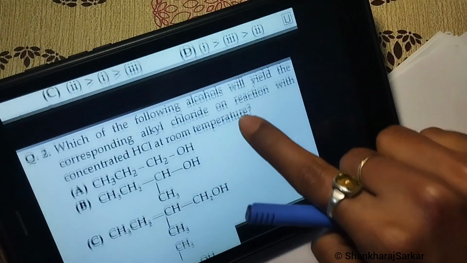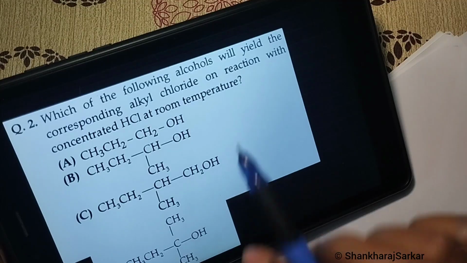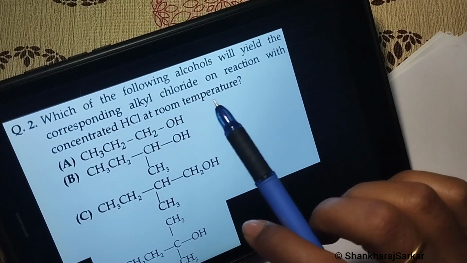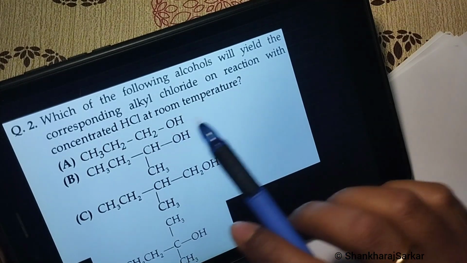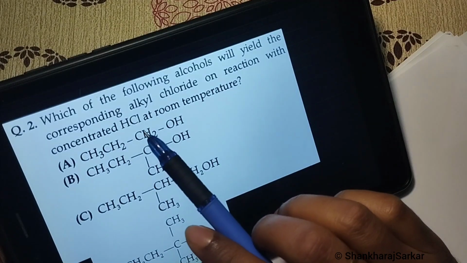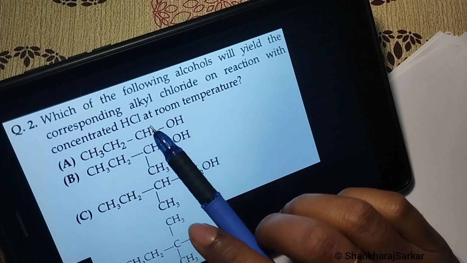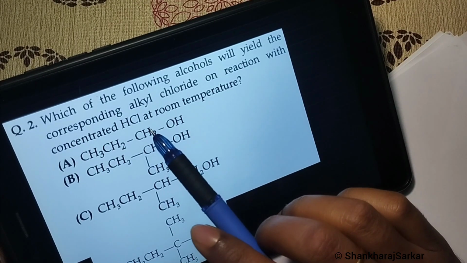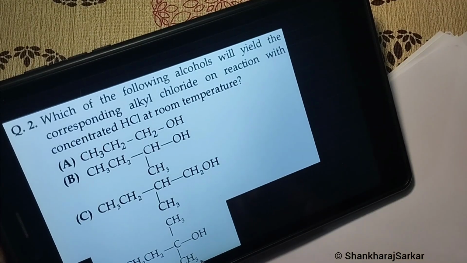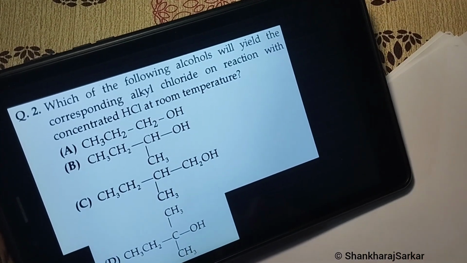Next, which of the following alcohols will yield the corresponding alkyl chloride on reaction with concentrated HCl at room temperature? Concentrated HCl at room temperature is basically the Lucas reagent, and we know that Lucas reagent reacts faster with 3 degree alcohol. So option D will be the correct answer.